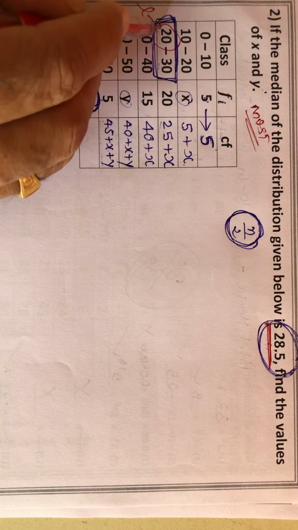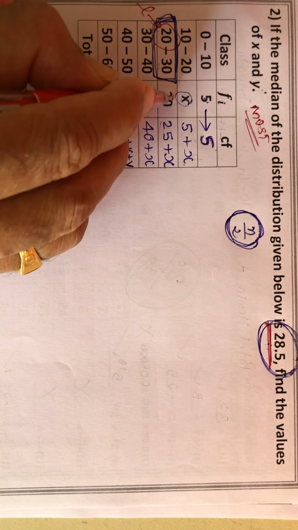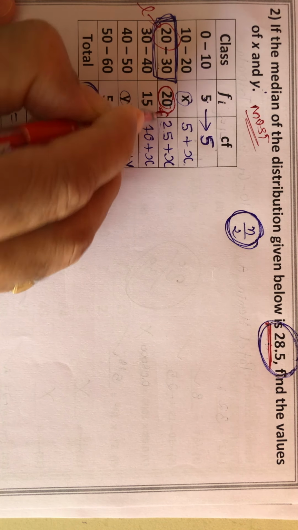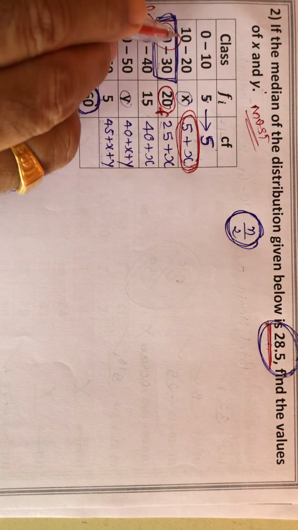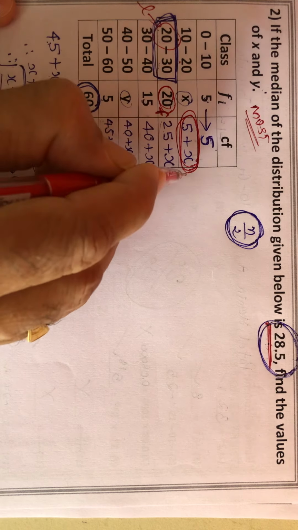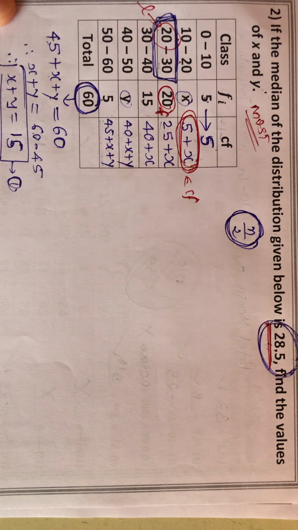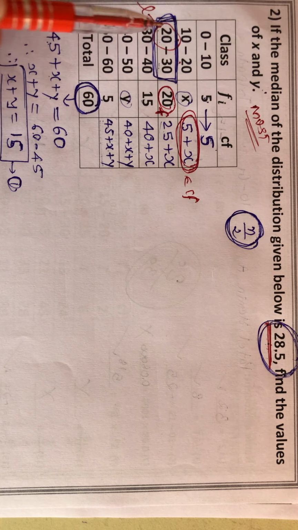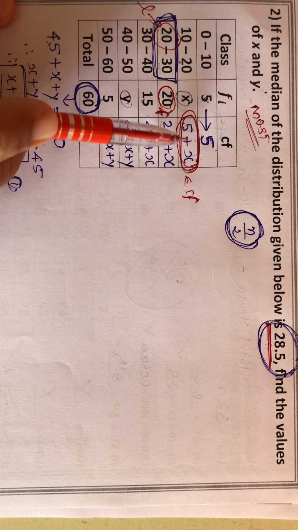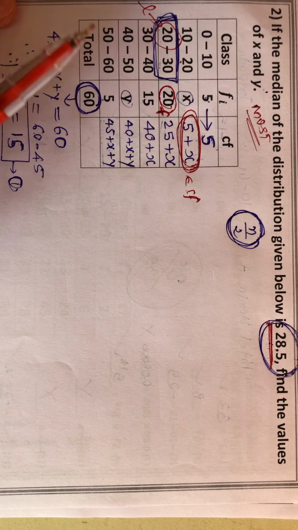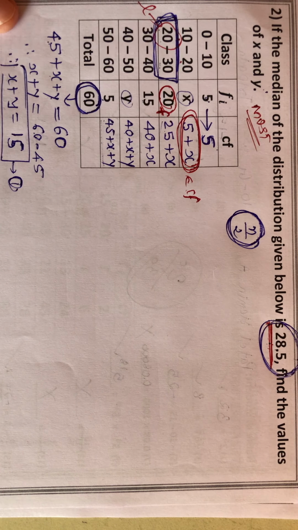So 20 is known as L, right? This 20 is our F, and for the preceding class, the cumulative frequency, that is CF. So this is our median class, this is the frequency, and this is the cumulative frequency of the preceding class, that is 5 plus x. Now substitute the values and you will get the answer. Very simple. Now let us start.